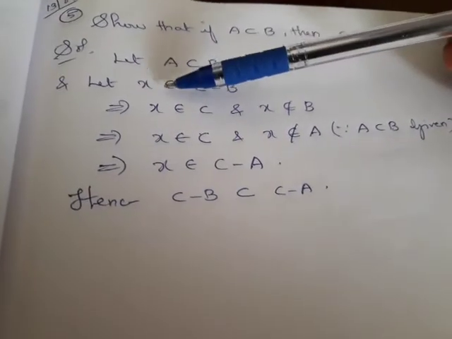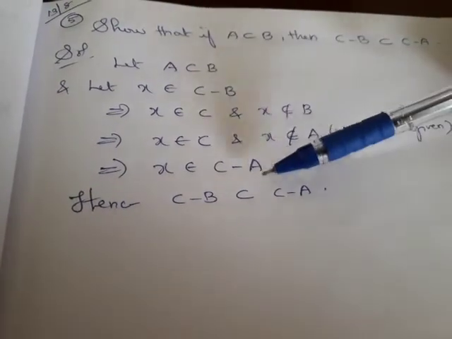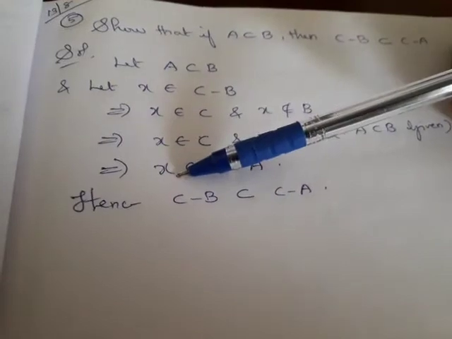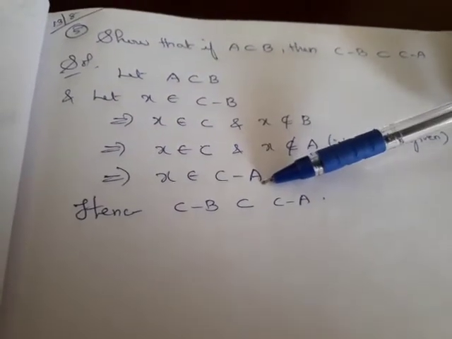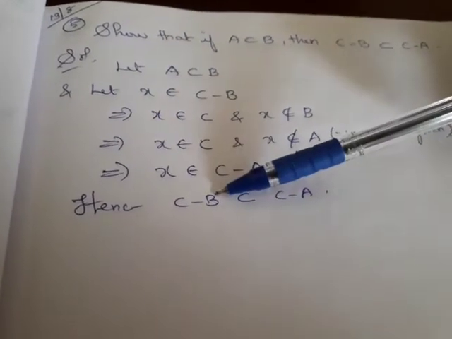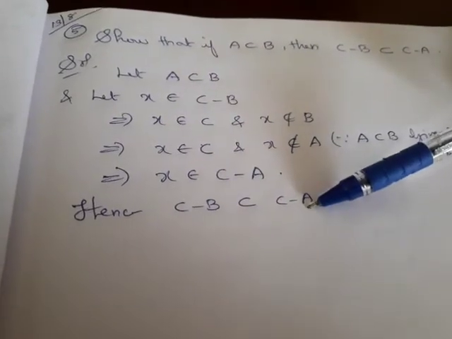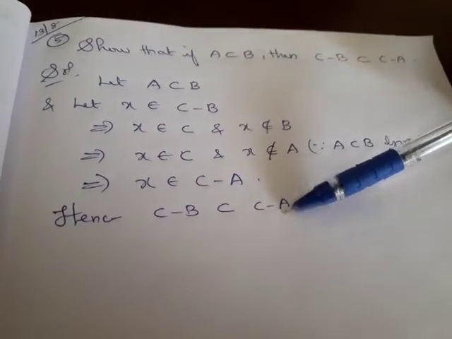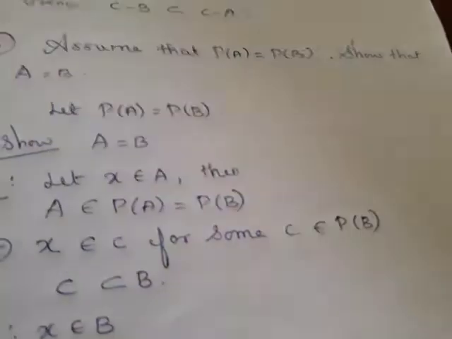Thus we started with an element in C minus B and we ended saying that same element is there in C minus A even. Therefore C minus B is a subset of C minus A. Hence we proved, right? Now let us move on to the next question.